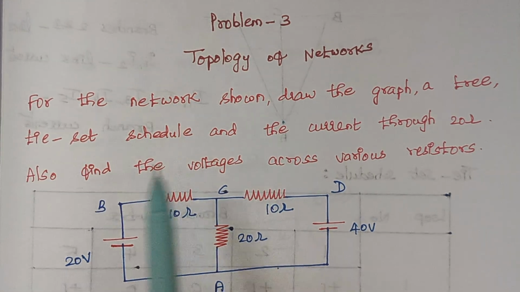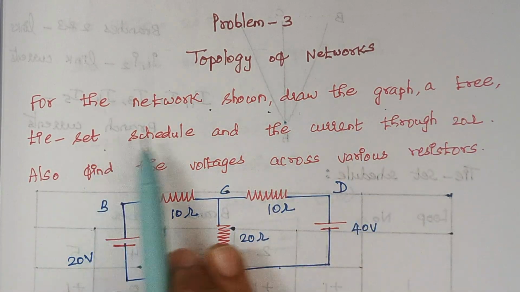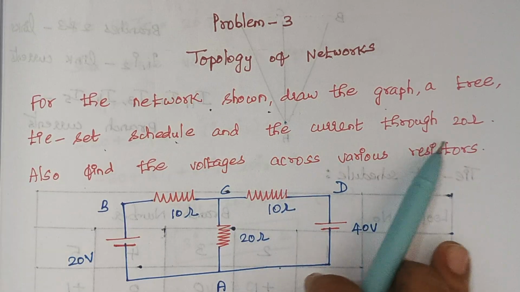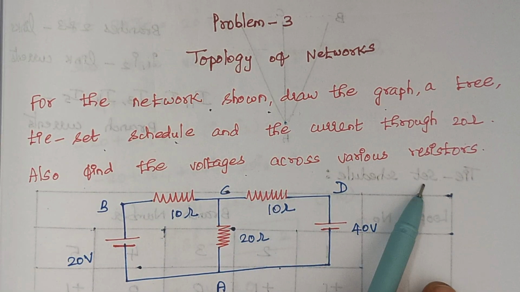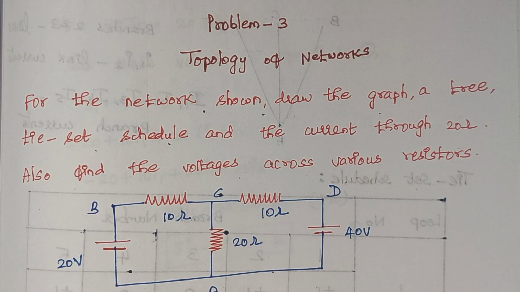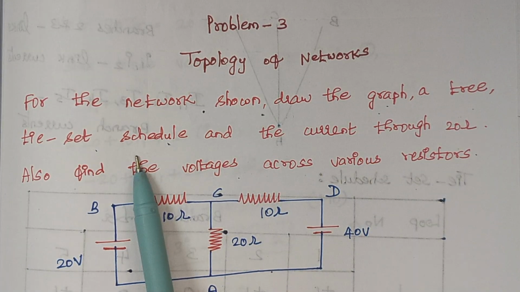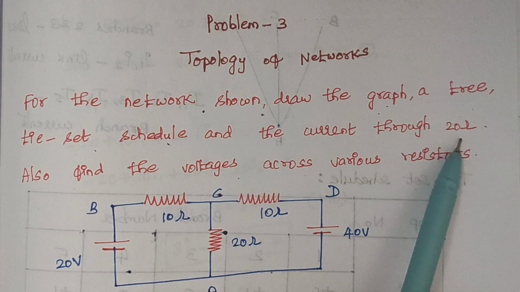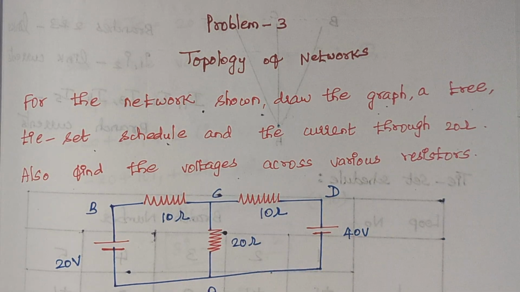Today we are going to solve problem 3, which is related to topology of networks. The problem is: for the network shown, draw the graph, a tree, its tie-set schedule and the current through the 20 ohm resistor. Also find the voltages across various resistors. So here a network is given and we have to draw all these things. First the graph, then the tree, then the tie-set schedule and the current through the 20 ohm resistor. And we also have to find the voltages across various resistors.